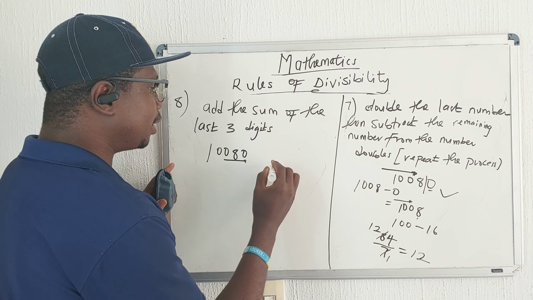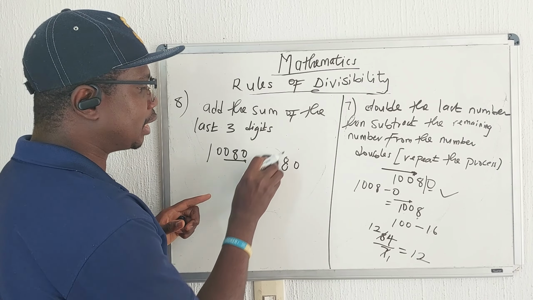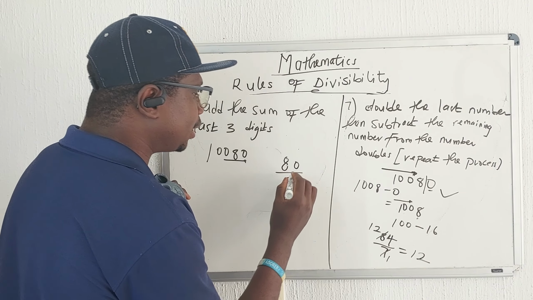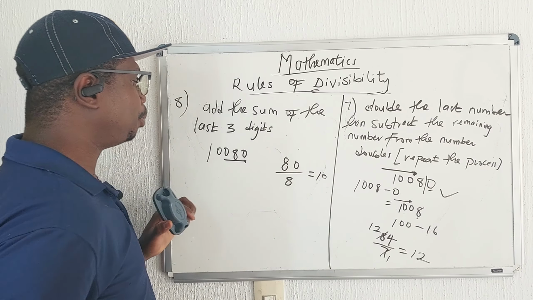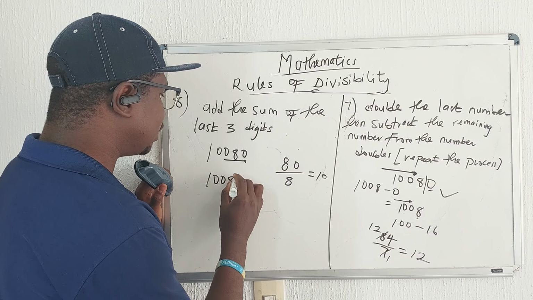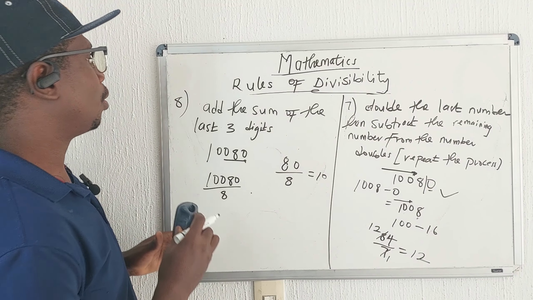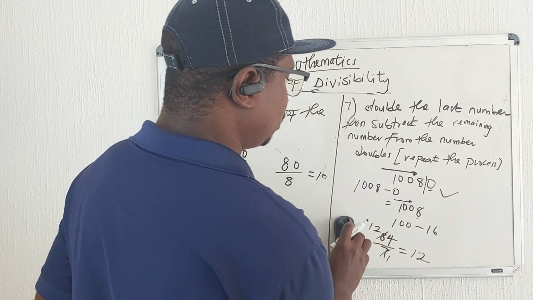So the last 3 digits here is 080. You can consider this as 80. You divide by 8, which is equal to what? 10. So it means that this number 10080 is divisible by 8. Now, we go to the next one.